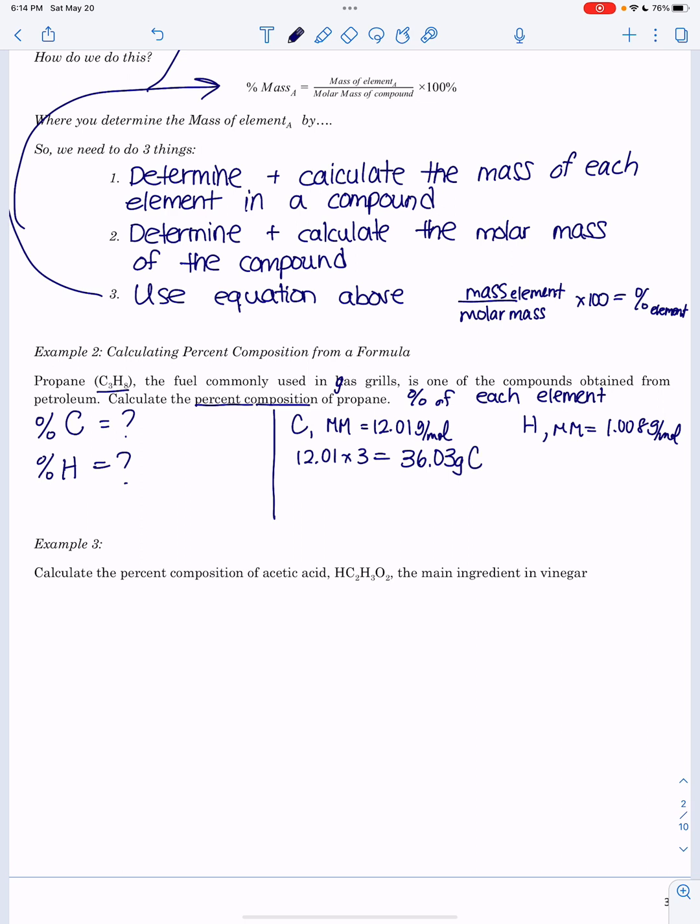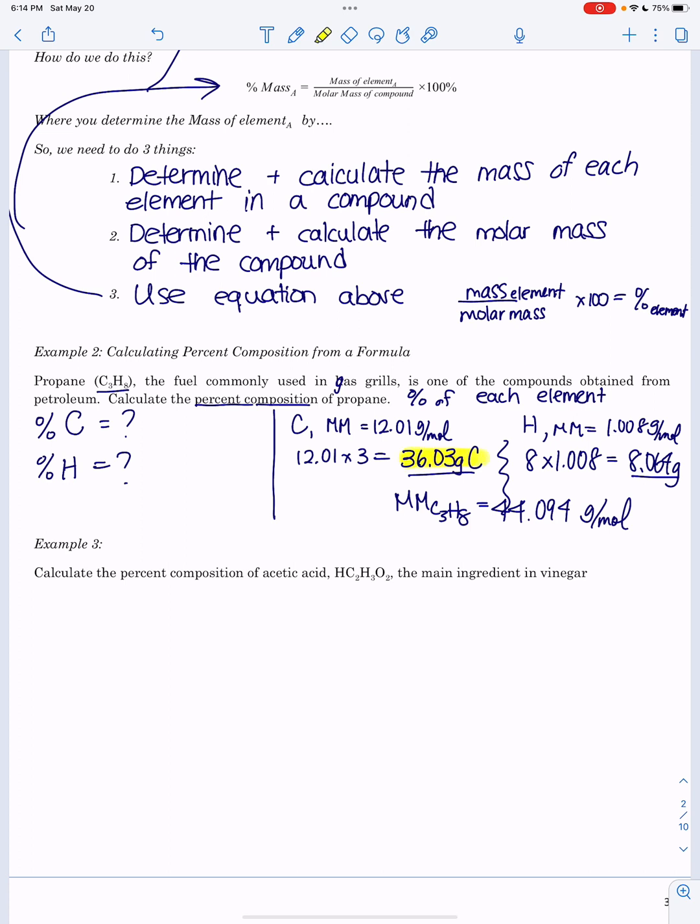And I get 36.03 grams of carbon. I'll do the same thing for hydrogen, 1.008. There are 8 hydrogens. So I'll multiply this by 8. 8 times 1.008, and I get 8.064 grams. If I add these two numbers together, I get the molar mass. So 36.03 plus 8.064. It looks like the molar mass of C3H8 is equal to 44.094 grams per mole.